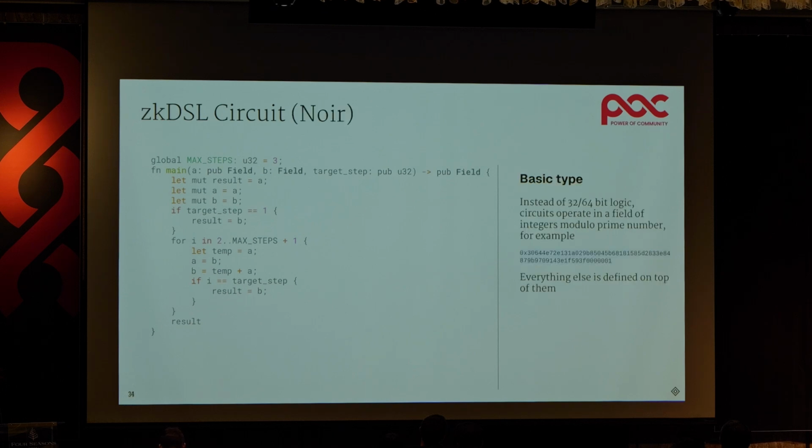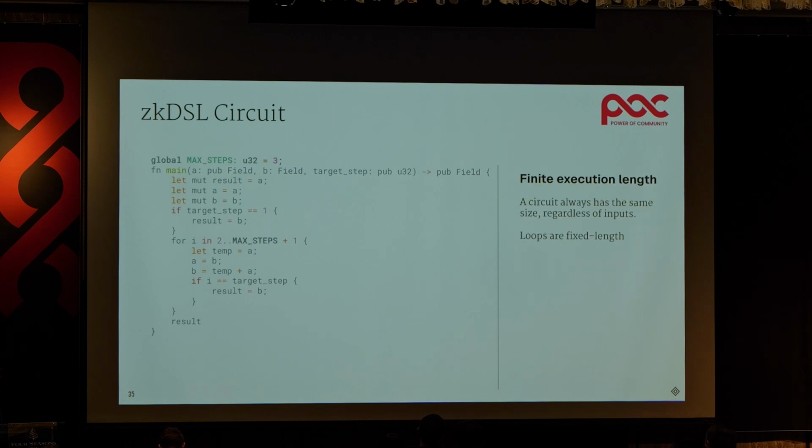Then the basic type of ZK circuits is not usually U8 or U32; the base type is a field element. And usually this is a large field, although for some proving systems it can be a 32-bit prime number. But for example, the one that Noir uses is a 254-bit prime number. And everything else is actually defined on top of them. So they're the most basic type in the system.